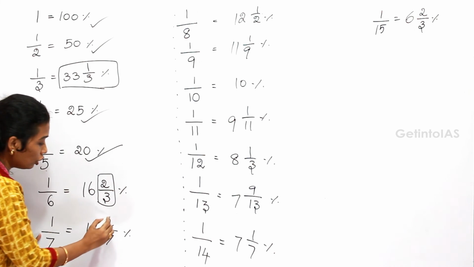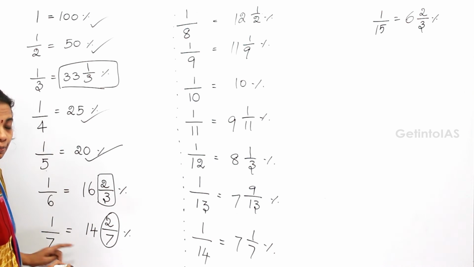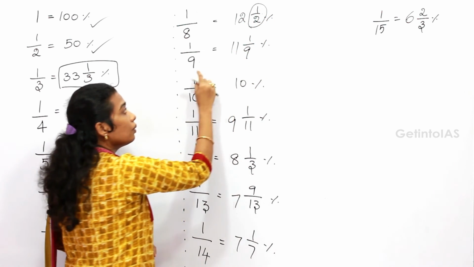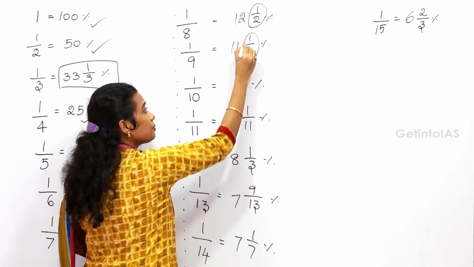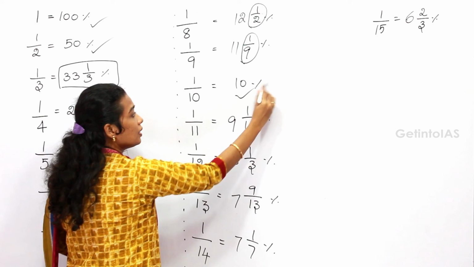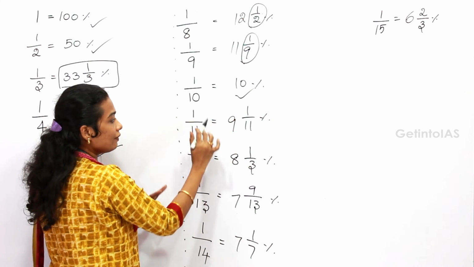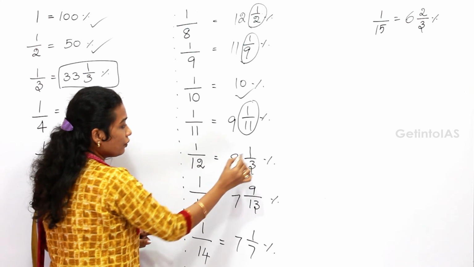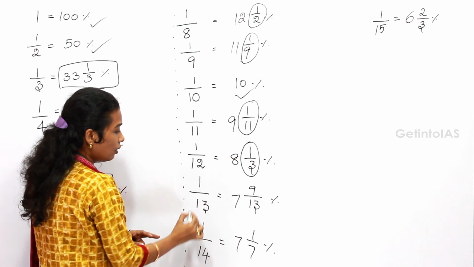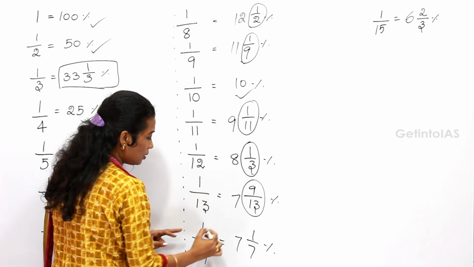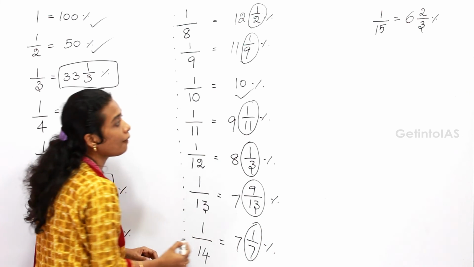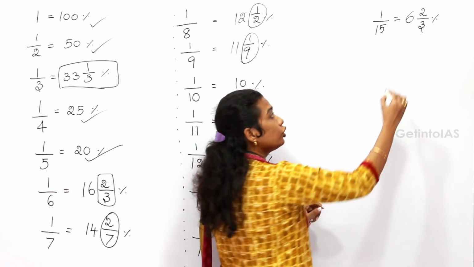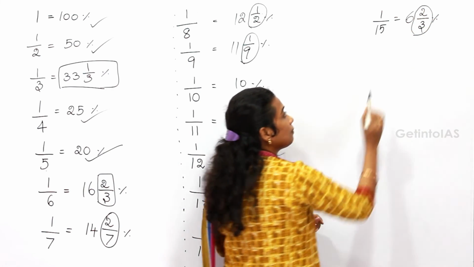In 1 by 7, 2 by 7 is presented. For 1 by 8, 1 by 2 is presented. For 1 by 9, 1 by 9 is presented. 10, it is an integer value. No need to worry about it. Leave it. 1 by 11, 1 by 11% is given. 1 by 12, 1 by 3 is presented. 1 by 13, 9 by 13 is presented. 1 by 14, 1 by 7 is presented. At last, for 1 by 15, 2 by 3 is presented.